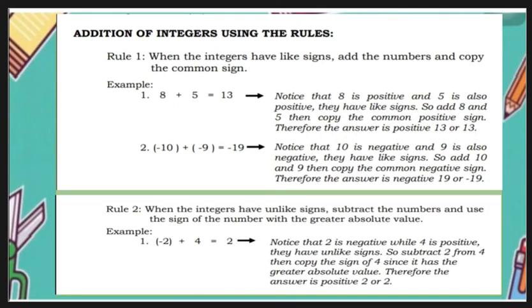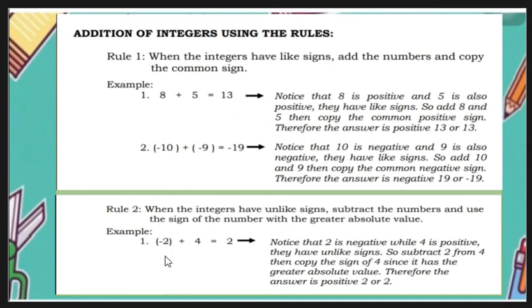Rule number 2. When the integers have unlike signs, unlike, earlier we talked about like signs. Now, unlike signs. Yung magkaiba yung sign. Positive or negative. Subtract the numbers and use the sign of the number with the greater absolute value. Greater. Yung malaking value or absolute value.